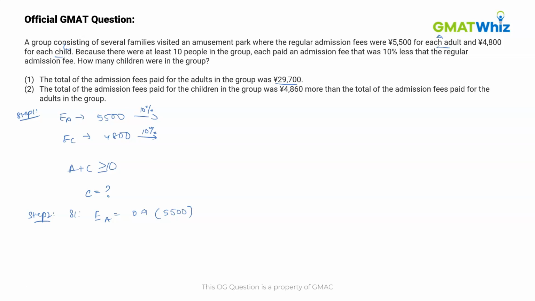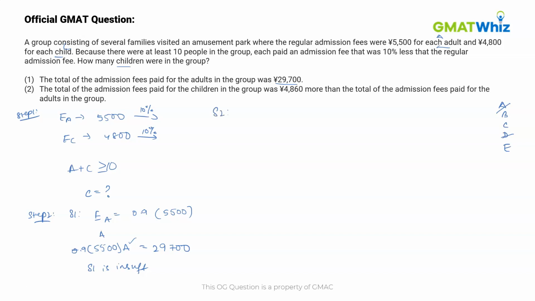And if the number of adults were A, then we have 0.9 multiplied by 5500 into A should be equal to 29700. Now do not solve this equation, as we are not told to find the value of A. We have to find the value of C. So we can easily say that statement 1 is insufficient. And from the given options, we can eliminate options A and D.